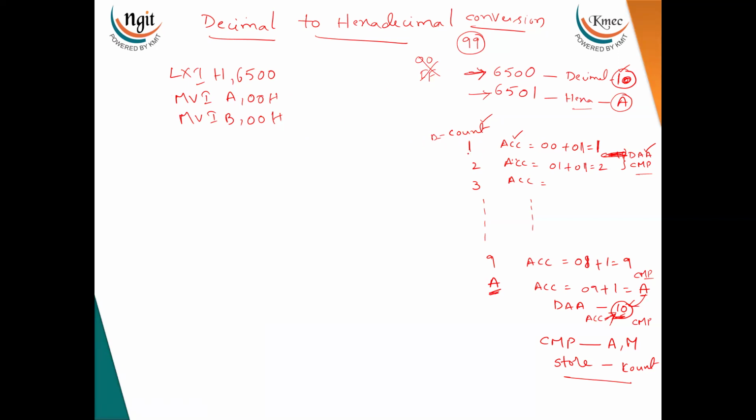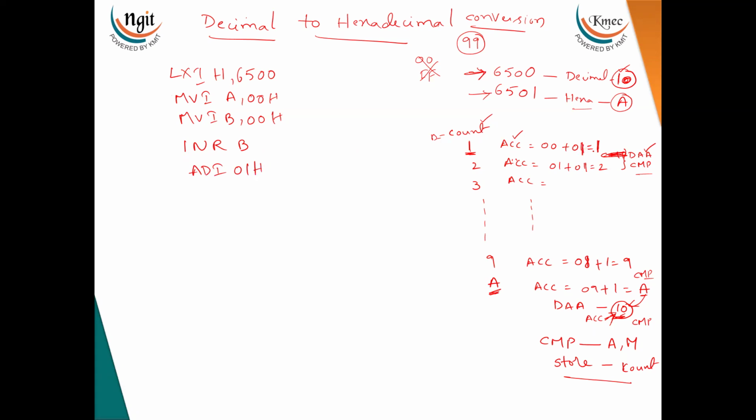Now first I'll increment the counter so that it is pointing to INR B. Means the counter value is 1 here. Now I have to add 1 to the accumulator. That is ADI 0, 1H. Now the first value is added.